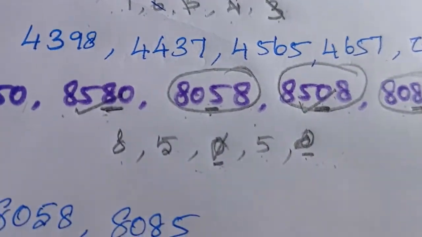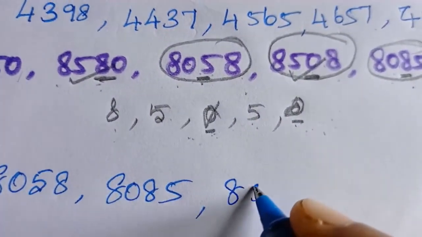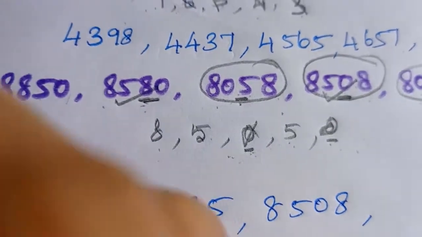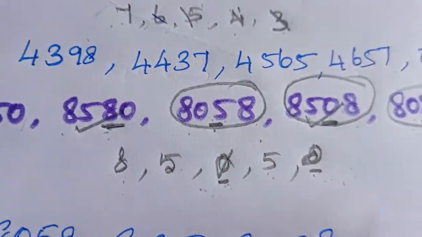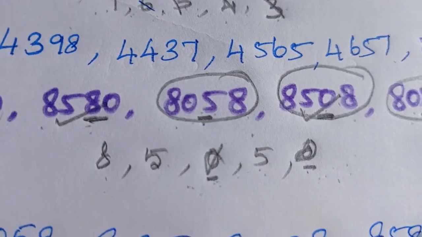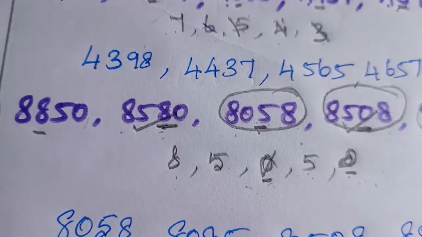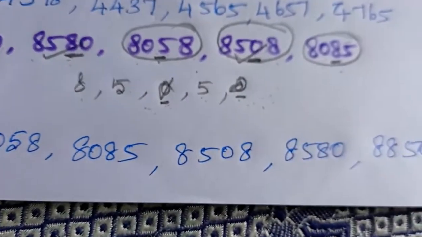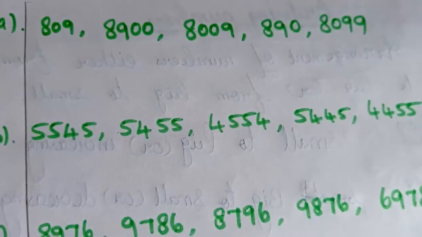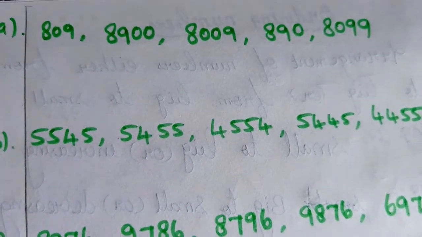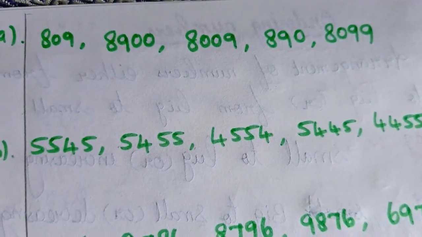Okay, so 8508 and the next one 8580 and the last number is 8850. Okay children. Children, next question, arrange the following numbers in descending order.